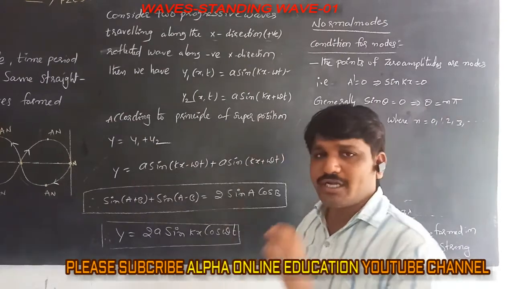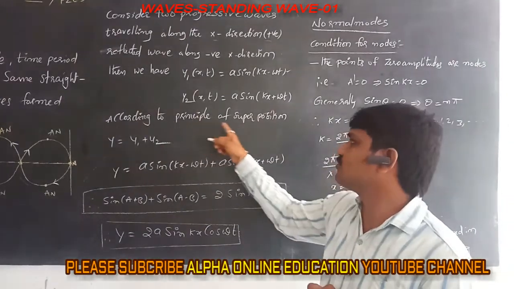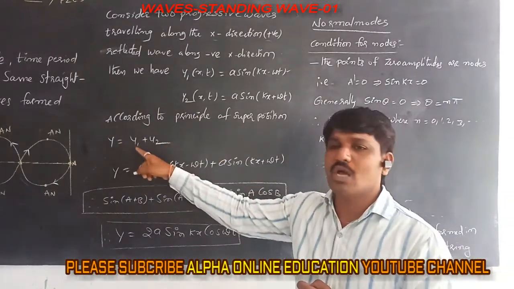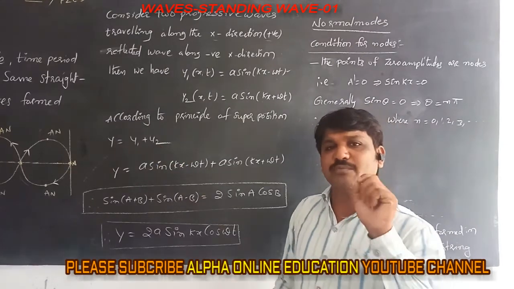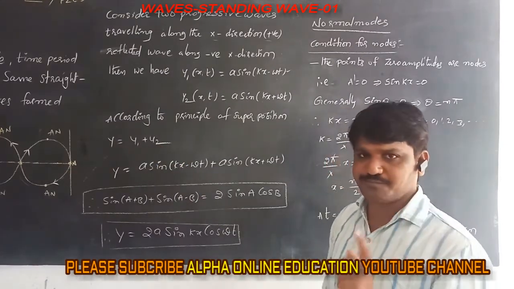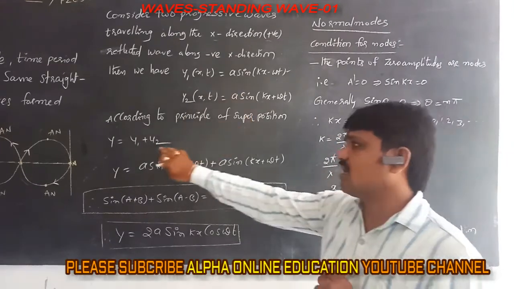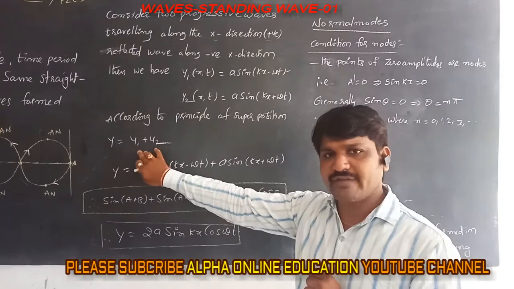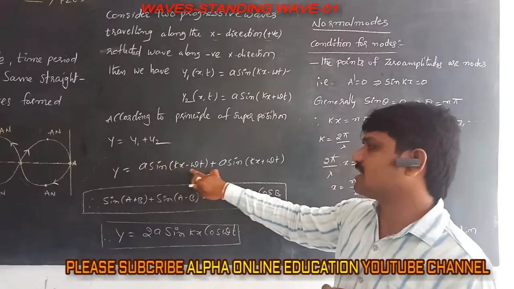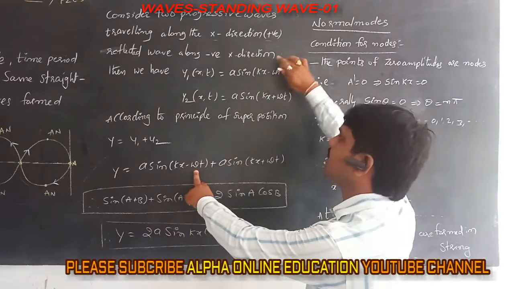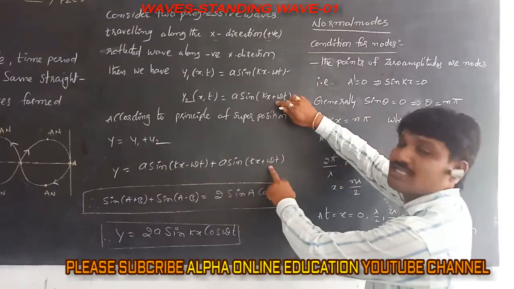So from that, according to the principle of superposition of waves, y is equal to y1 plus y2. If we substitute these two equations in y is equal to y1 plus y2, then we get y1 is equal to a sine of kx minus omega t, and y2 is equal to a sine of kx plus omega t.